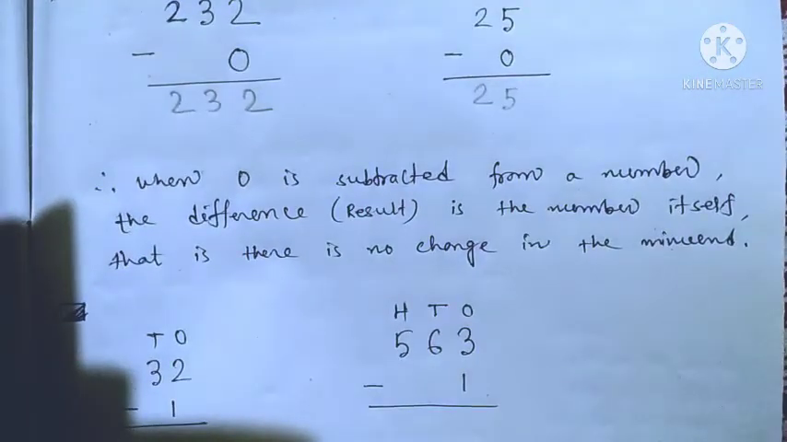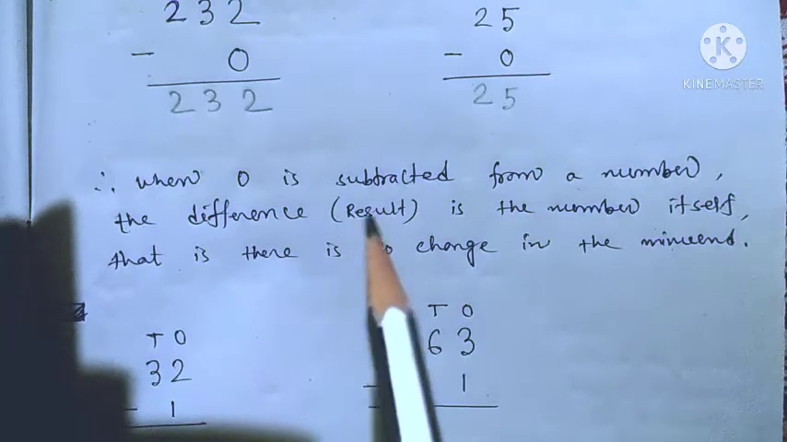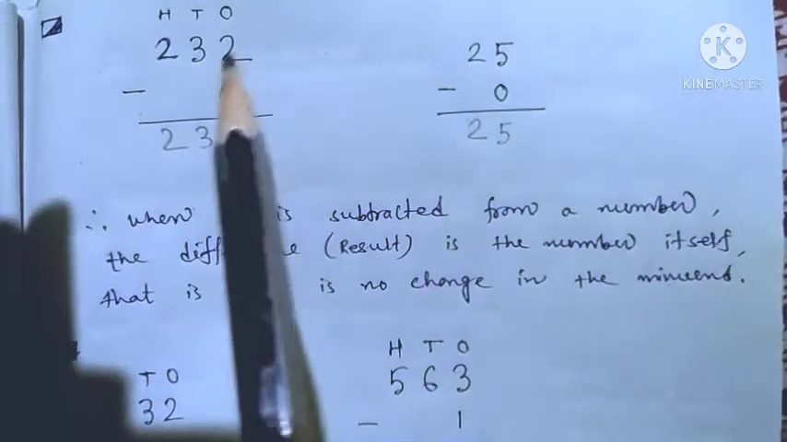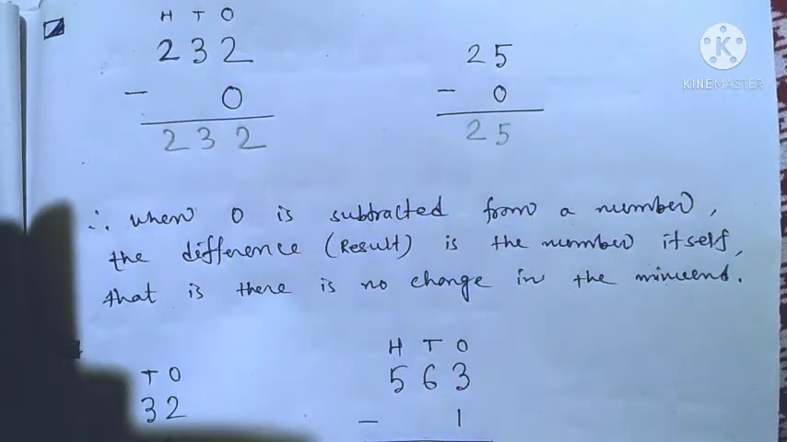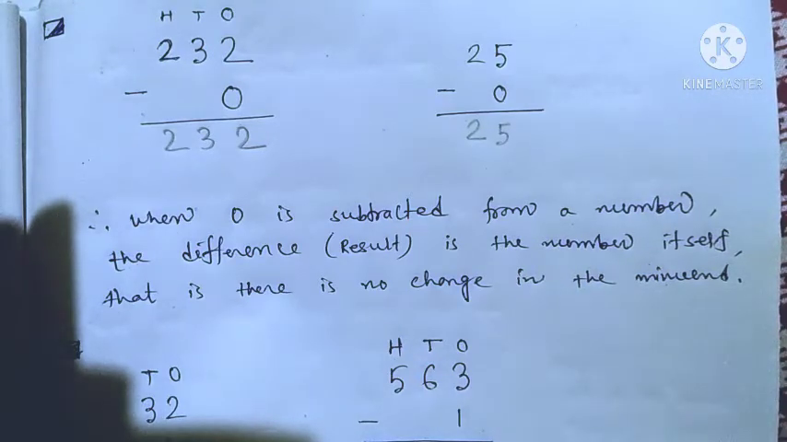So by this we can say, when 0 is subtracted from any number, the difference or result is the number itself. From any number, when we subtract 0, the result will be the number itself. That is, there is no change in the minuend, because 25 minus 0 means 25, 232 minus 0 means 232. When 0 is subtracted from a number, the difference is the number itself.